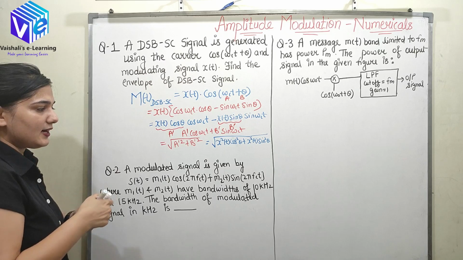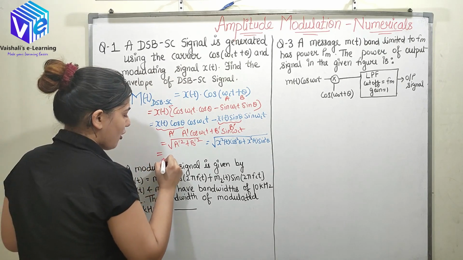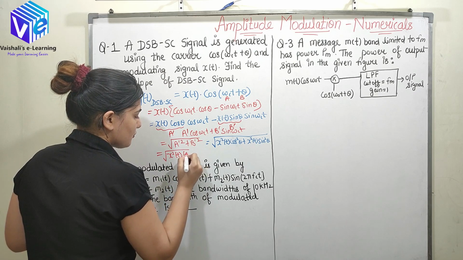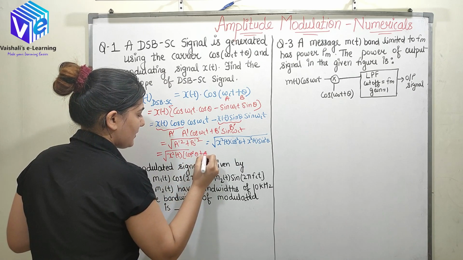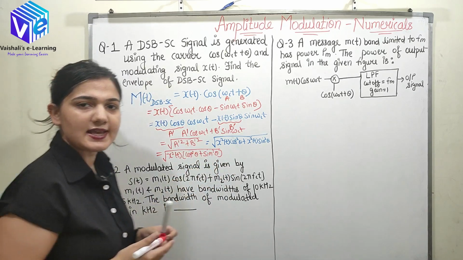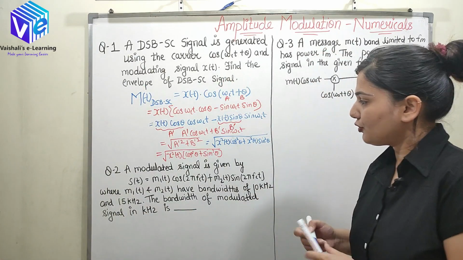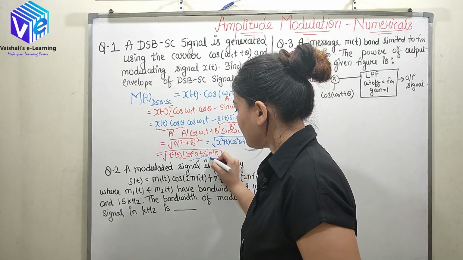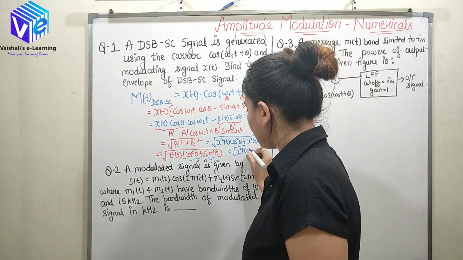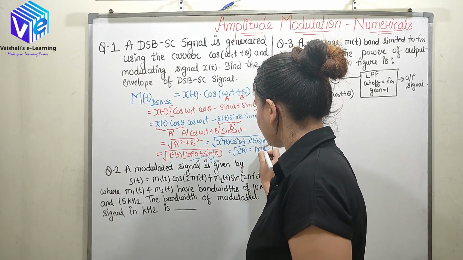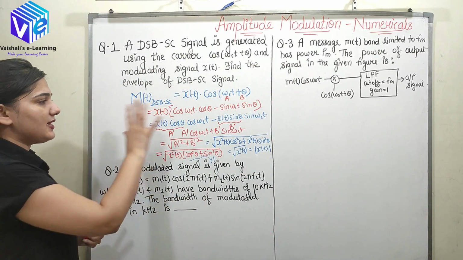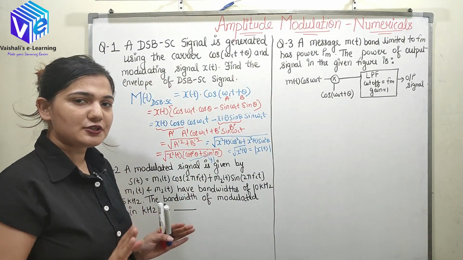Now what I can do is take x squared(t) common. So I have x squared(t) times cos squared θ plus sin squared θ. I know cos squared θ plus sin squared θ is 1. So this term is going to be 1, and now I have the square root of x squared(t), which is represented as mod of x(t). So this is the envelope of the DSB-SC signal. I hope now this question is clear.